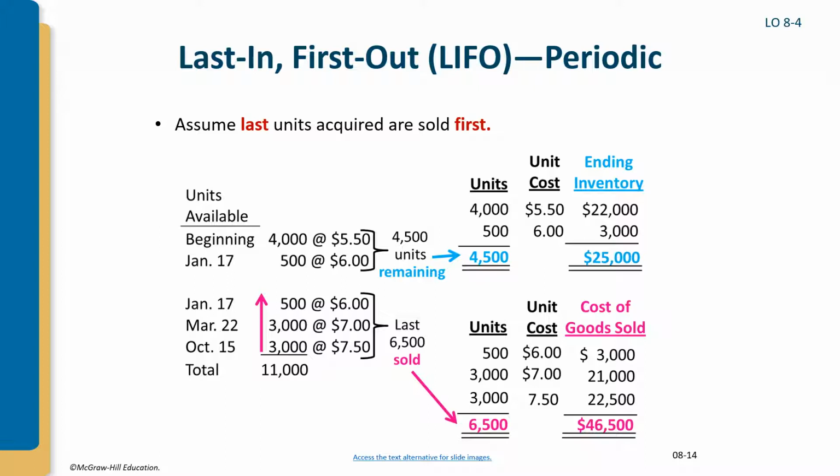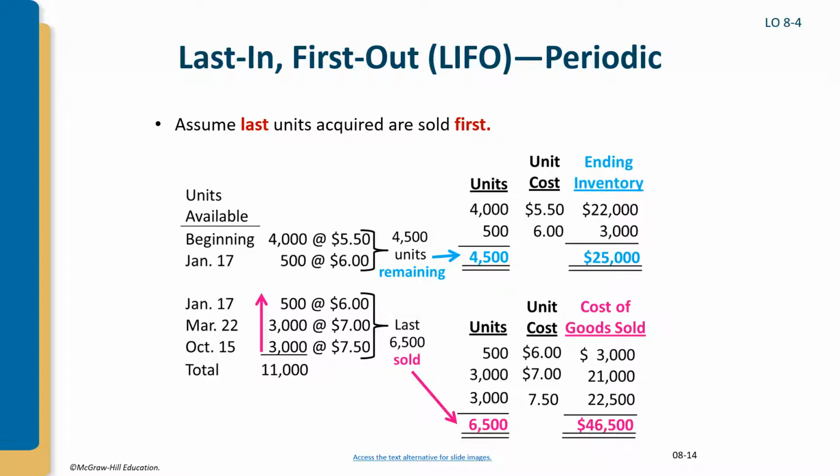So again, under the periodic system, you're waiting till the end of the year to make one big journal entry. So what you do is you keep track of your beginning inventory and all your purchases for the year. So you know everything that you could have sold. At the end of the year, you go, okay, we sold 6,500. All right. Remove them newest to oldest. So we're going the opposite route of FIFO.